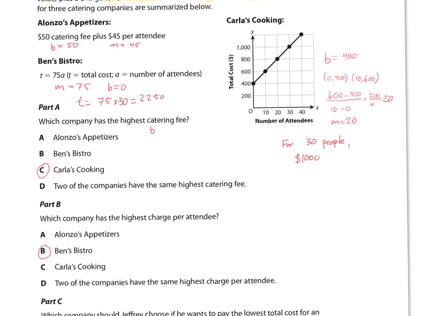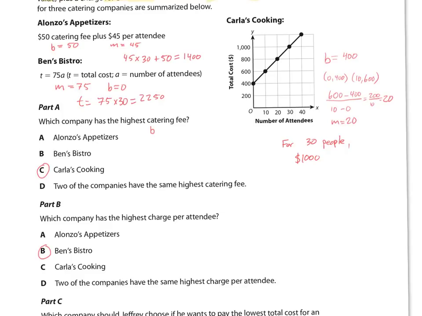Okay, and the last part that we're going to do is Alonso's appetizers. For that one, it says that we need to pay 45 per person. So it's going to be 45 times 30, and then we're going to add a $50 fee. So 45 times 30 is going to give you 1,350, plus the 50 is going to give you 1,400.